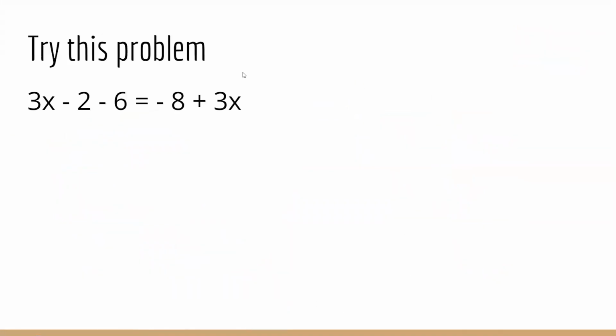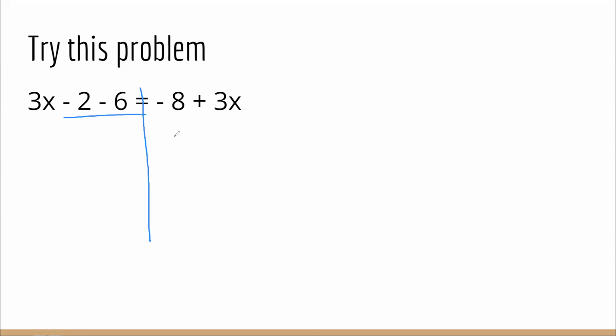So let's try this problem. We're going to start it off the exact same way that we would have before. So I'm drawing my line, and then I can see on this left side that I can combine these two numbers there. So I've got 3x and then negative 2 minus 6, if I put that in my calculator, negative 2 plus negative 6, I get negative 8. And then we didn't do anything to the right side, so we're just going to keep it.